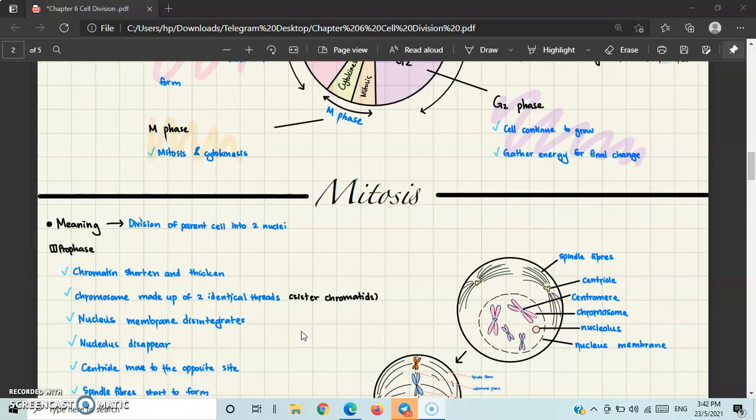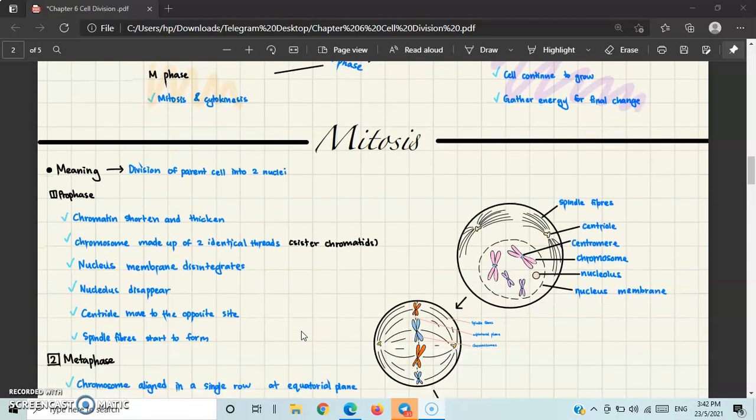Okay, after that, we are going to discuss the mitosis process. Mitosis is very important in our body because by mitosis, our body can produce new cells and replace the dead cells, so we can grow. So what is the meaning of mitosis?